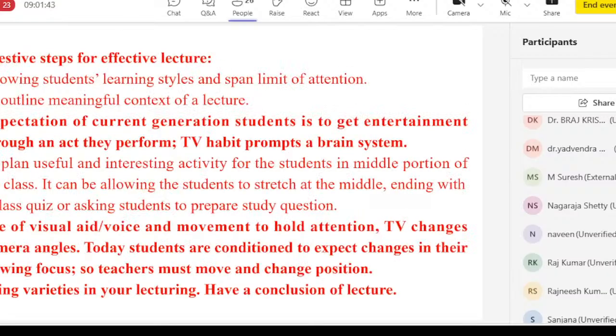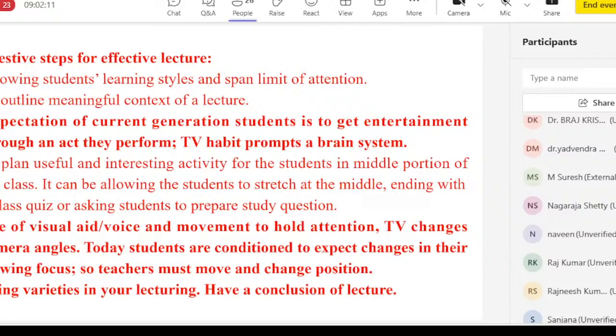So suggestive steps, I have already told you many of the things. Another important thing I would say is that in the student scenario, the computer savviness is there and the student gets entertainment from TV. So in TV, what happens? All the time the pictures keep changing. So a teacher should always move so that they can have a feeling of looking at the TV.